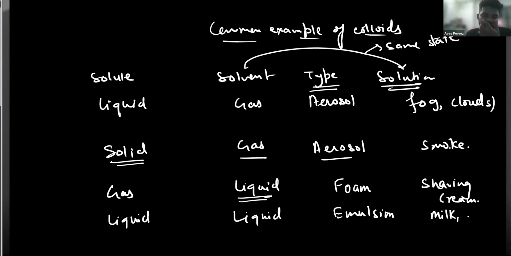Example, next is face cream. Face cream. Okay. So these are examples of emulsion, where the liquids are mixed together, but they are not uniformly mixed. They are forming cells. So that is called emulsion.